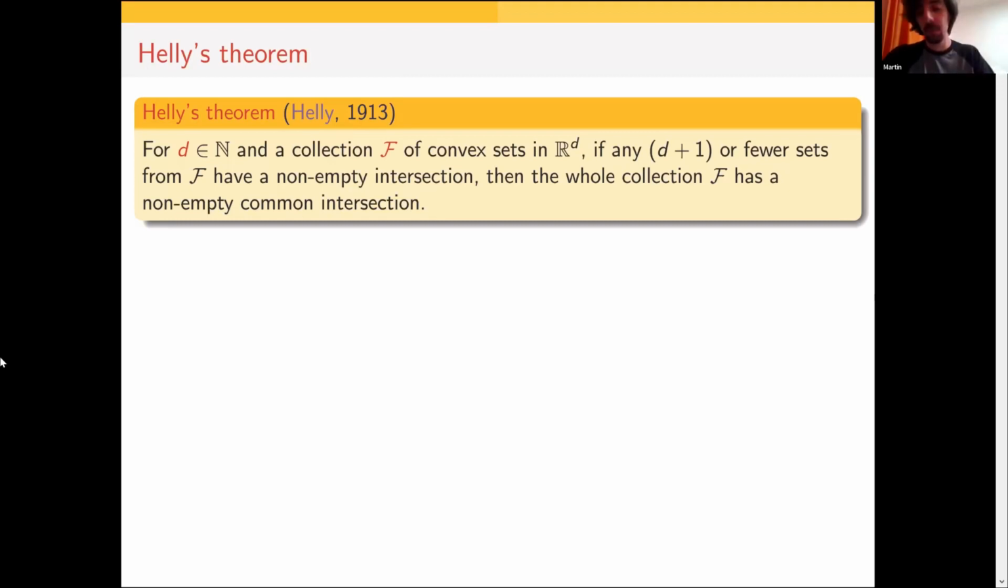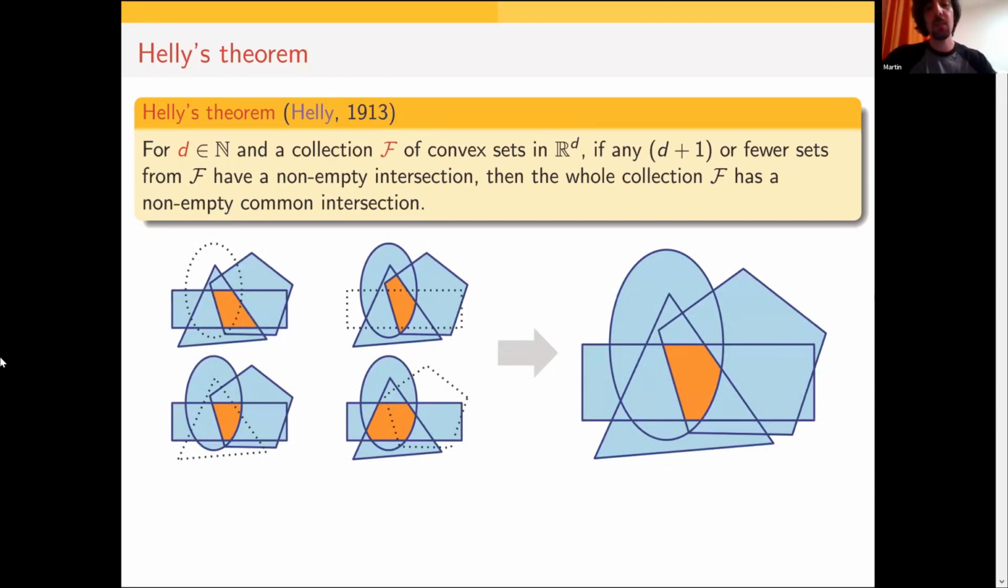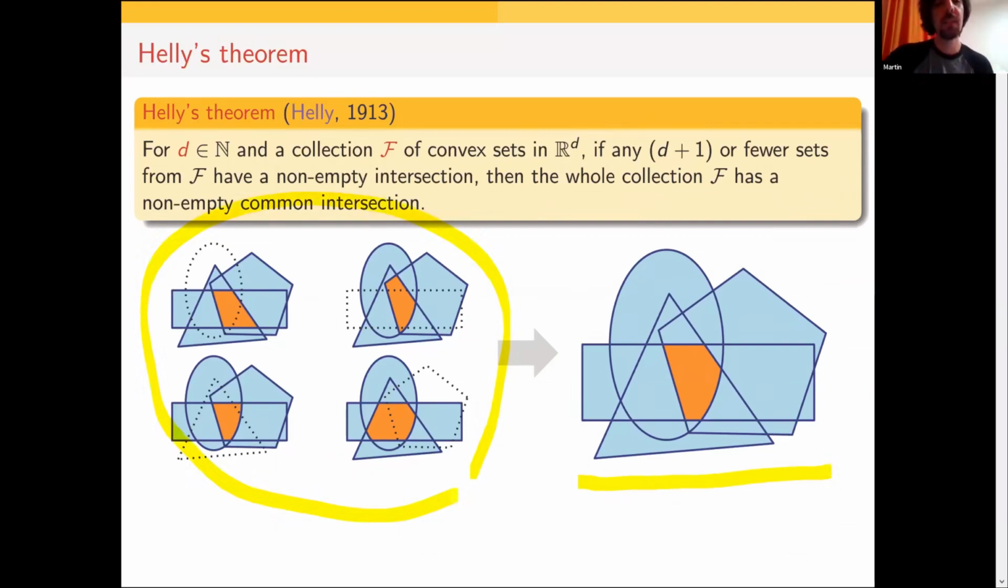So let me illustrate this statement on a picture. Here on the picture, we have a collection of 4 convex sets, and as you can see, it's in the plane, so d is equal to 2, and then we require every triple to have a common intersection. And as you can see here, every triple of the sets from our family has a non-empty intersection. The intersections are denoted by these orange areas, and because we have these intersections that are non-empty, and because we have convexity, it is guaranteed by Helly's theorem that there is a point in common to all of the sets in our convex family. So as you can see, this common intersection of all the 4 sets is non-empty.